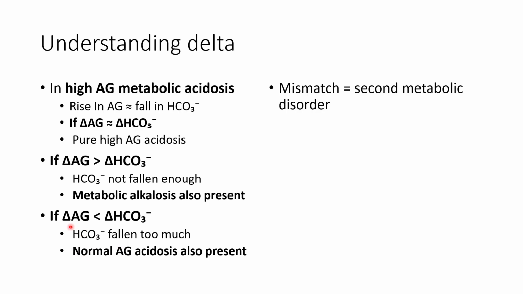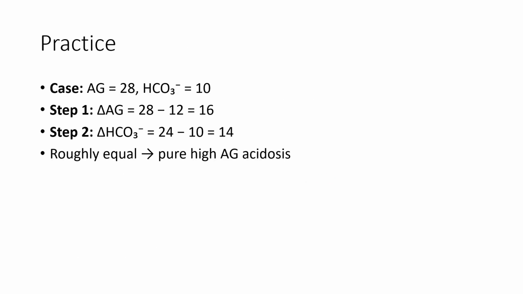And let's say if the change in anion gap is less than the change in bicarbonate, that means the bicarb has fallen too much. That means it is also trying to cover something else. That will be normal anion gap acidosis. So if it is approximately equal, just high anion gap metabolic acidosis. If the change in bicarb is less than the change in anion gap, that means there is metabolic alkalosis. If it is more than the change in anion gap, that means there is also normal anion gap acidosis. So basically, a mismatch either suggests a metabolic alkalosis or a normal anion gap acidosis.